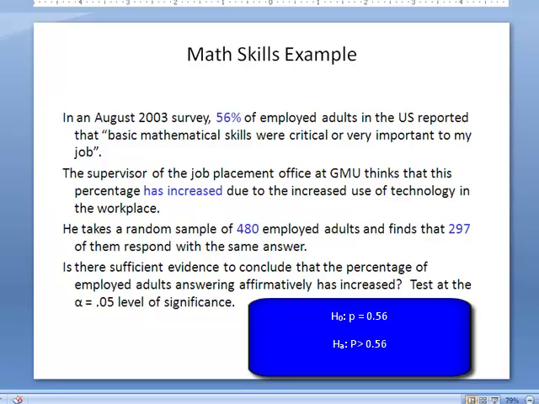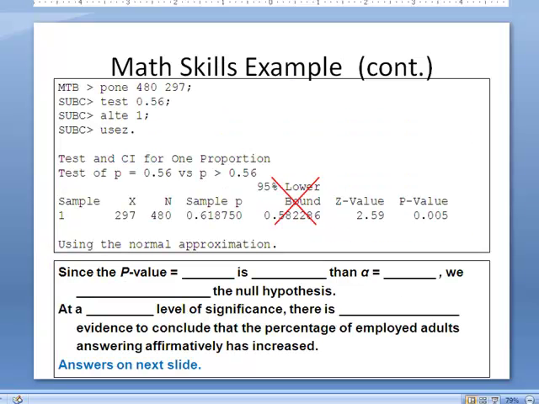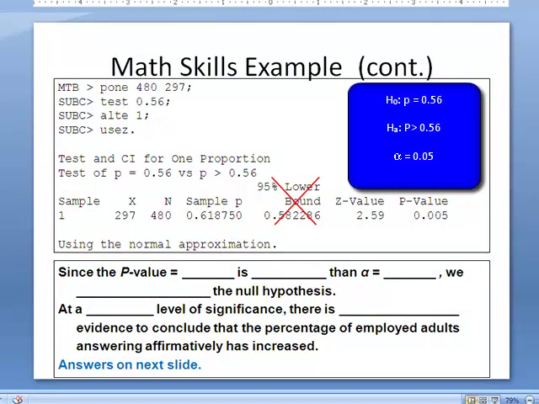So now we're ready to write up our null and alternative and conduct our hypothesis test. The null hypothesis says that P equals 0.56. My alternative is P greater than 0.56. And our alpha here is a 0.05 significance level.